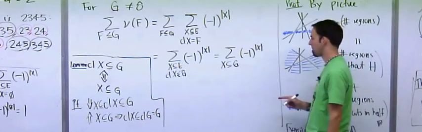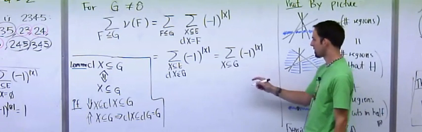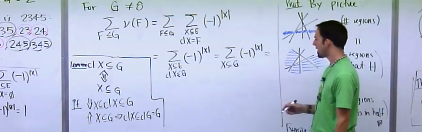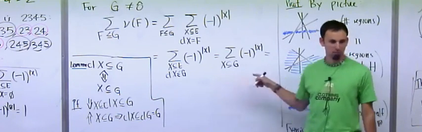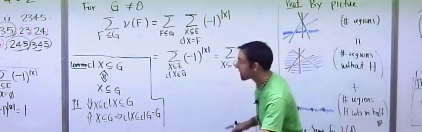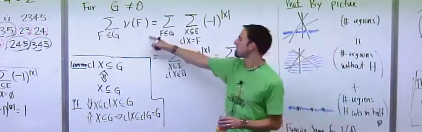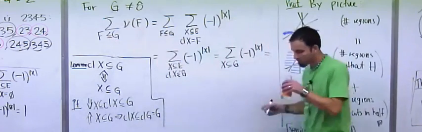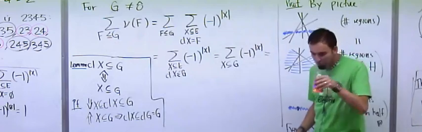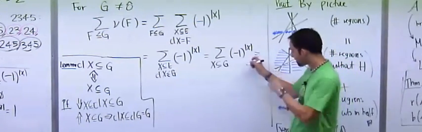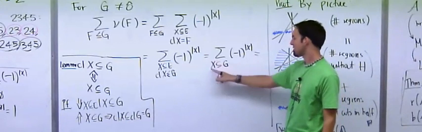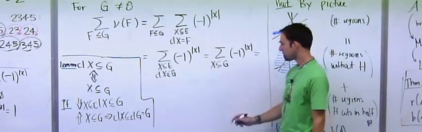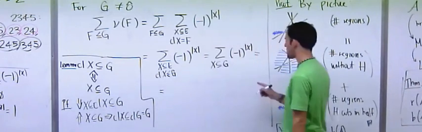Okay. And now, do you guys see why this is 0? That's what I have to show, right? I have to show that this summation is equal to 0. The reason this is 0 is that, how many times? Let's just write it out.